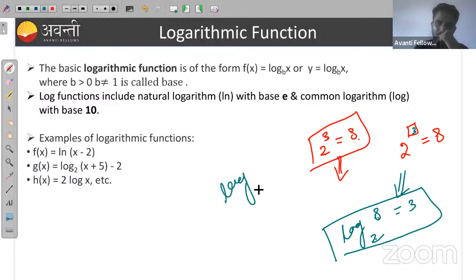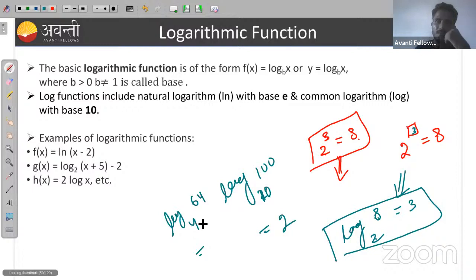If I ask you log 100 to base 10, तो you'll definitely tell that sir 2 होगा, क्योंकि 10 को कितने पावर रेज करने पे 100 आएगा? 10 का स्क्वायर 100 होता है. And let's say I'll write log 64 to base 4. तो आंसर would be, 4 को कितने पावर रेज करने पे 64 आएगा?